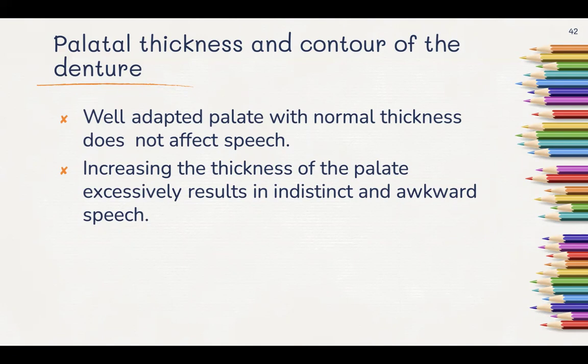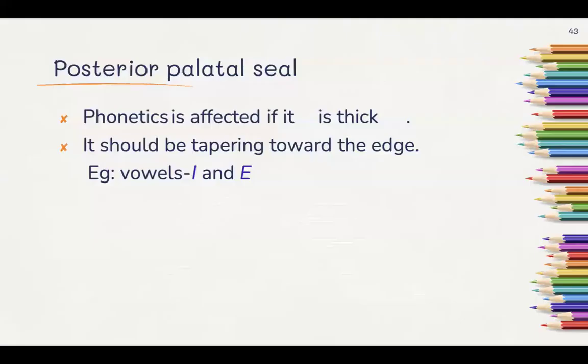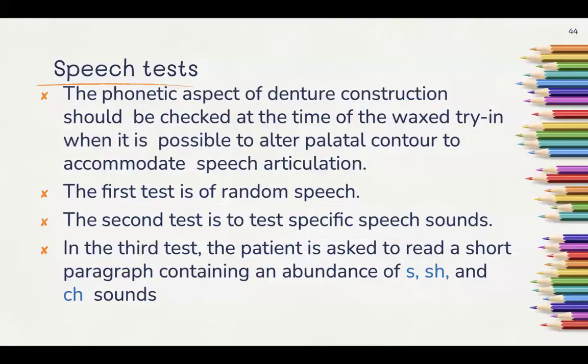Again, the palatal thickness and the contour of the denture are very, very important, because any abnormal thickness of the palatal plate is going to affect the speech of the patient. So a well-adapted plate is very important, and any alteration in the thickness makes the speech indistinct and awkward. The posterior palatal seal is affected if it is quite thick, because the posterior part of the tongue rises and contacts that part. As I told you, the vowel sounds, I, E and all that, get tampered with if this part is thick. So you have to conduct some speech tests when you deliver a denture.